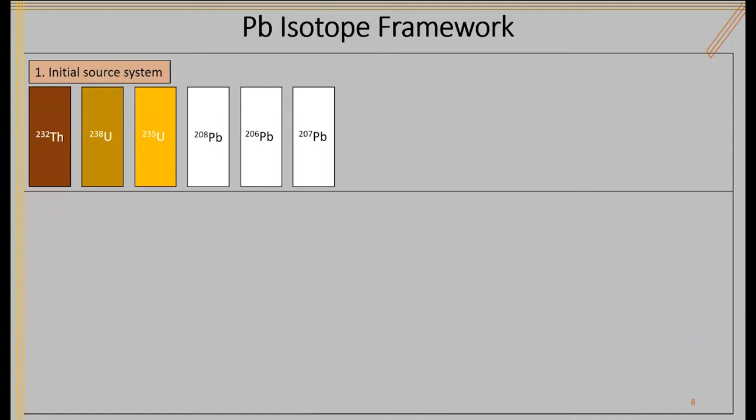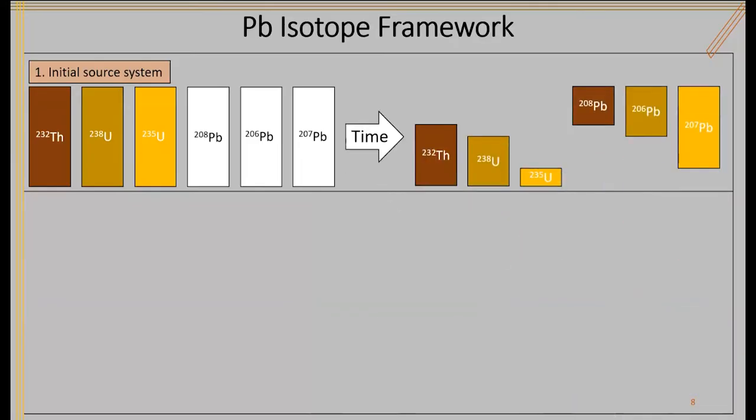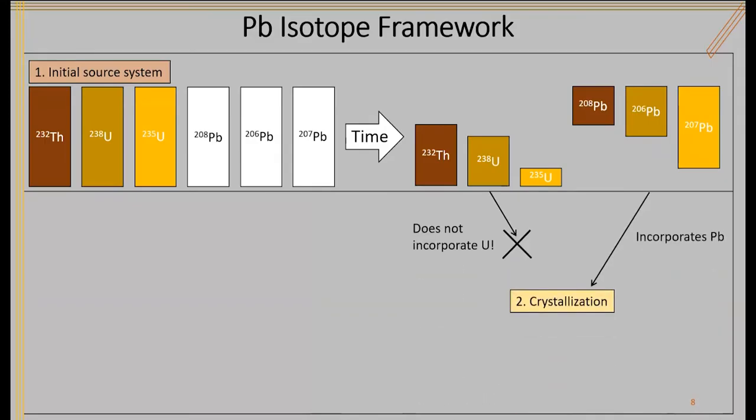Different uranium isotopes, 238 and 235, and the thorium isotope 232 decay to different lead isotopes through time. When dealing with lead isotopes, unlike for uranium-lead geochronology, we're looking for minerals that incorporate lead, but do not incorporate uranium at crystallization. I indicated here that the decay of the 235 uranium isotope to 207 lead is a bit faster because of the shorter half-life of 235 uranium. So we have the source system where the decay happens, and now we have crystallization. And what we want to do is decouple our sampling medium from uranium, from radioactive decay.